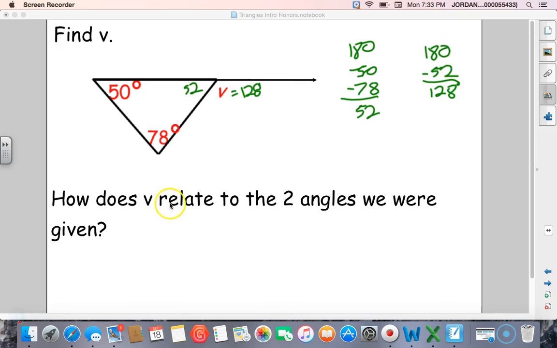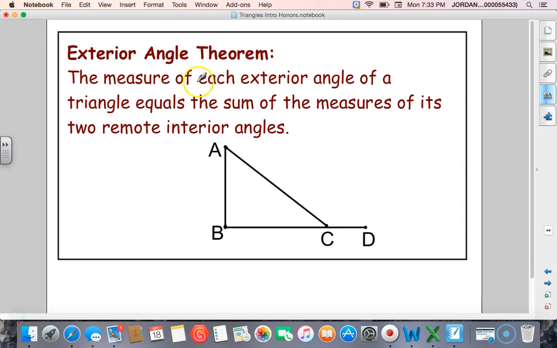So now what do we notice about V? How does V relate to the two angles that we were given? Alright, so 50, 78, and this is 128. Looks like these two add up to be 128, which is an actual theorem. Okay, it's called the exterior angle theorem.